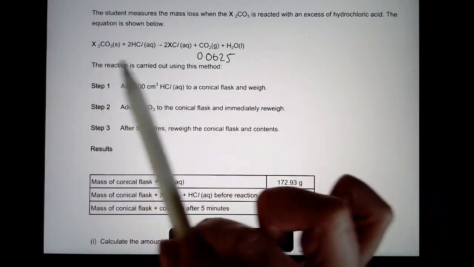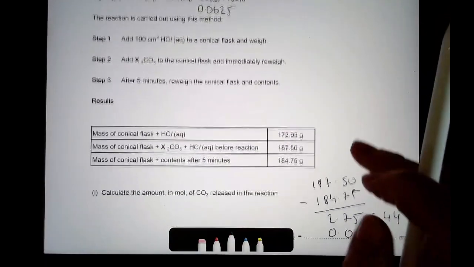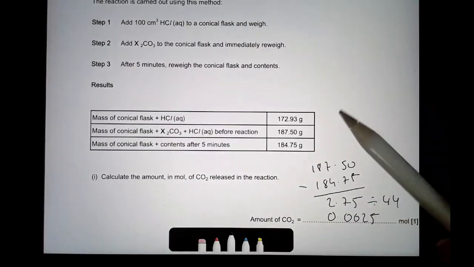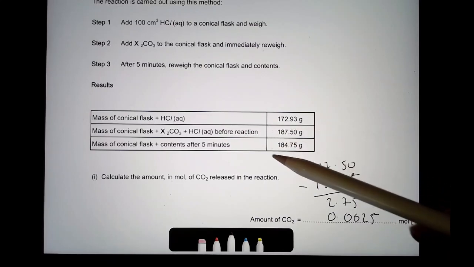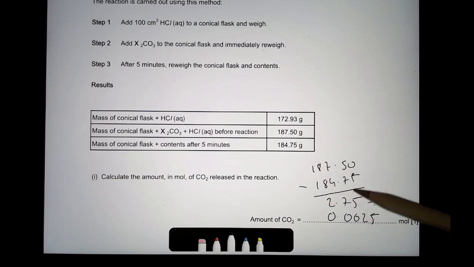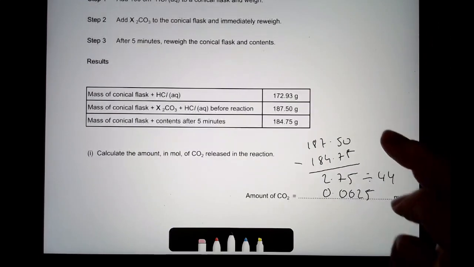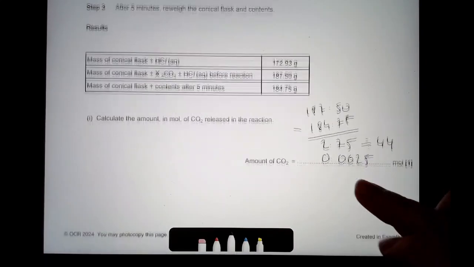You can see here in your equation that you're losing carbon dioxide because it's a gas. You can use these numbers here to figure out how much carbon dioxide must have been lost. This is before the reaction, the mass of everything, and this is the mass of everything after the CO2 is gone. The difference between the two is the mass of CO2. You're asked for moles of CO2, so it's going to be mass divided by formula mass. That's the number of moles of CO2 that escaped.